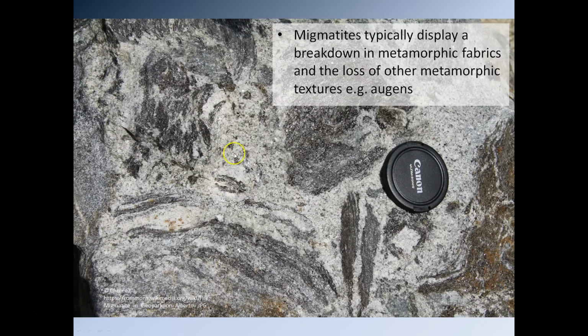So what we're seeing here is the layering, this banding that we get with these gneisses, just disappears and breaks down. So this tells us the rock is melting. And so when we get this kind of convoluted, so over here we can see the layering has become very, very tightly folded, or when the layering disappears altogether and gets broken up, we know our rock is melting. And so we know at that point we have a migmatite.